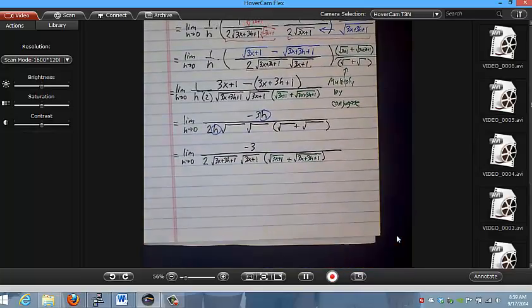Beautiful problem. It's going to fit on one page. All right. What happens next?